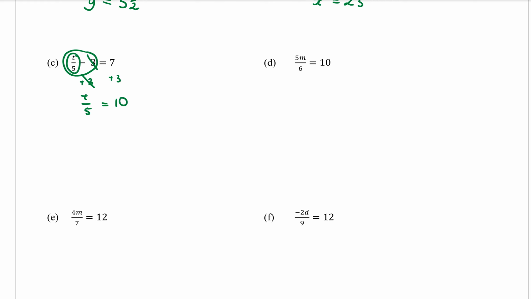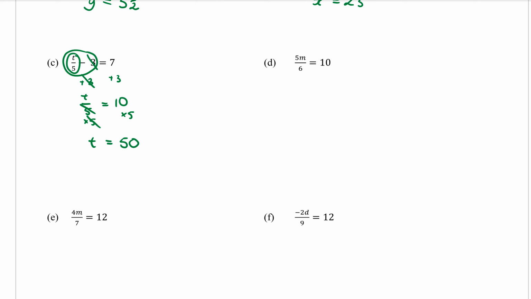Now for the second step, the 5 is on the bottom of the fraction. That means it's been divided. The opposite is going to be to times by 5. Cancel the 5's off. T is finally by itself. 10 times 5 is 50.